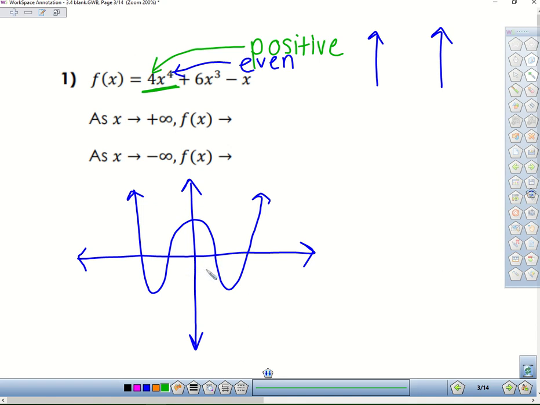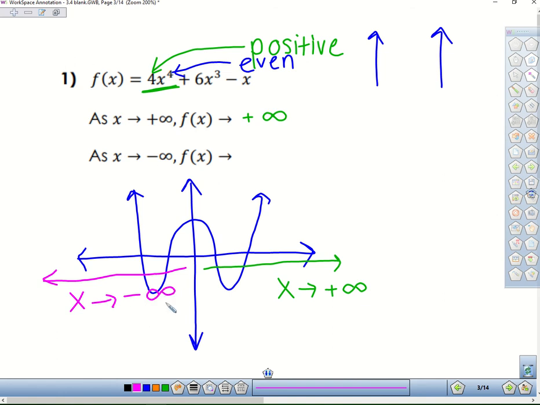So I want to talk about what that means. As x goes to positive infinity, the value's over here because x is getting bigger. What happens to your function as it goes this direction? Does your function go up or down? Up. So your f of x goes to positive infinity. Now, if we're looking over here, as my x values go to negative infinity, what happens to my function? Does it go up or down? Up. So it's also positive infinity over here. So that's how you determine the end behavior.